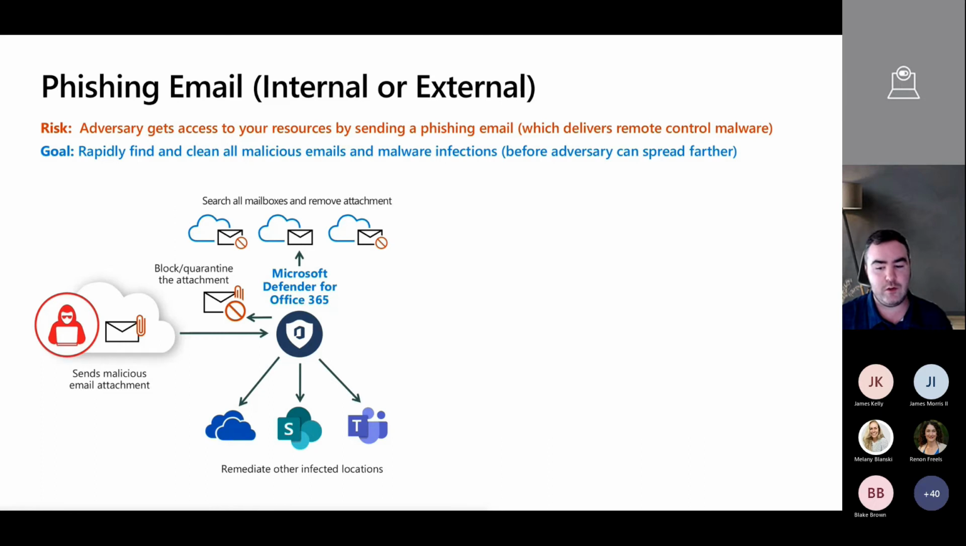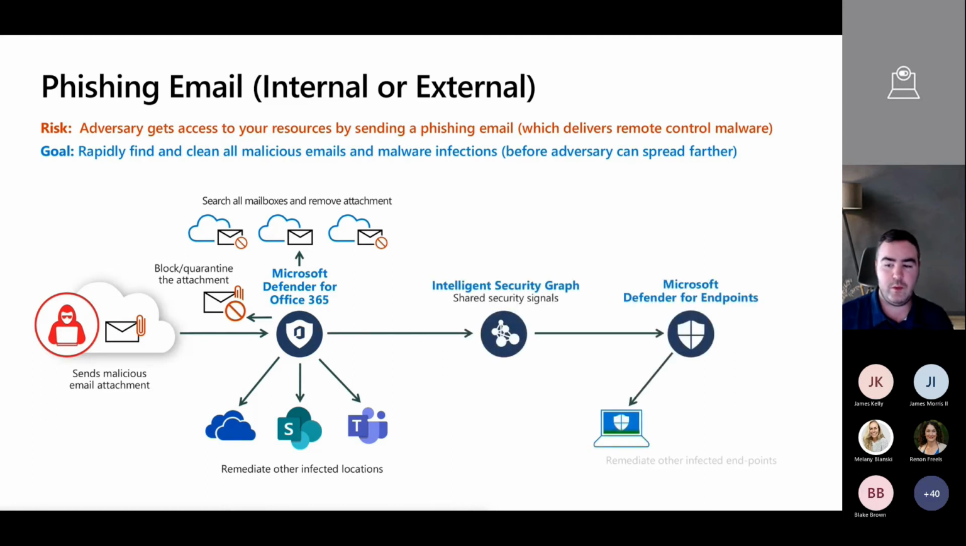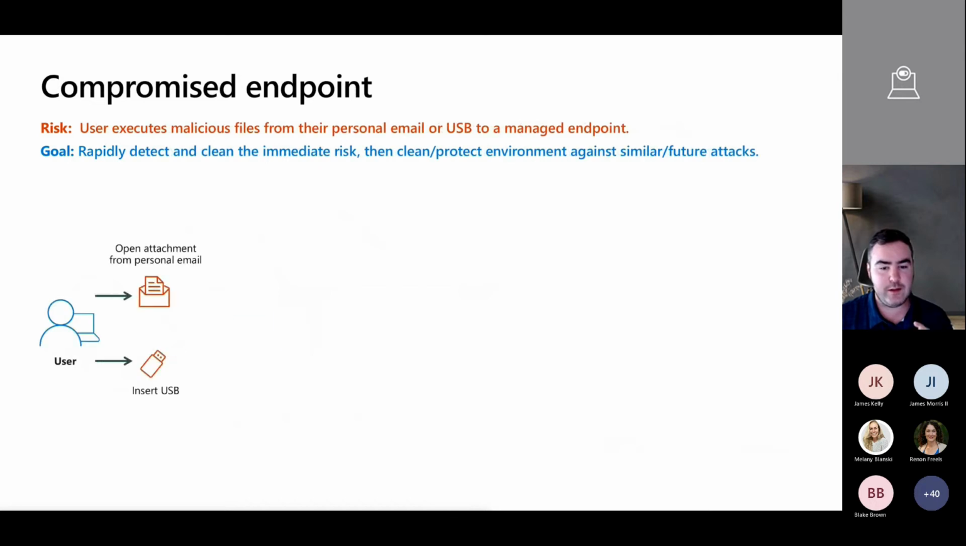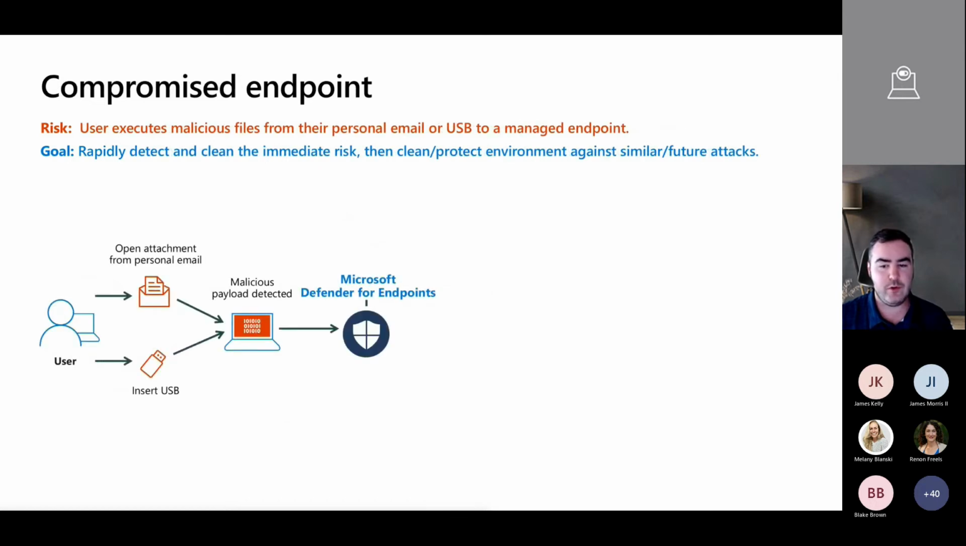And then, of course, we can remediate across other solutions like OneDrive, SharePoint, and Teams to look for that same attachment, such as a document, and automatically revoke it and keep users from doing anything with it. We then share that same data across our graph, which also goes to third-party partners, as well as to other solutions like Defender for Endpoint, which will look for that attachment. If it sees it saved locally on a device, we'll quarantine the file because we know it's bad.